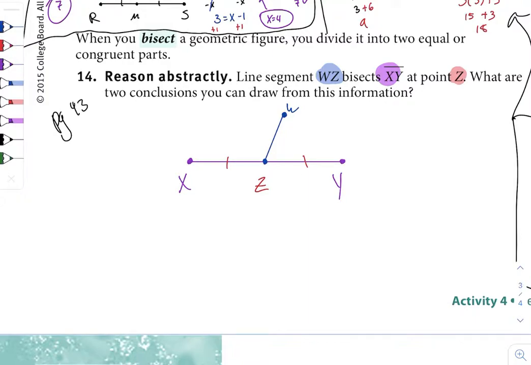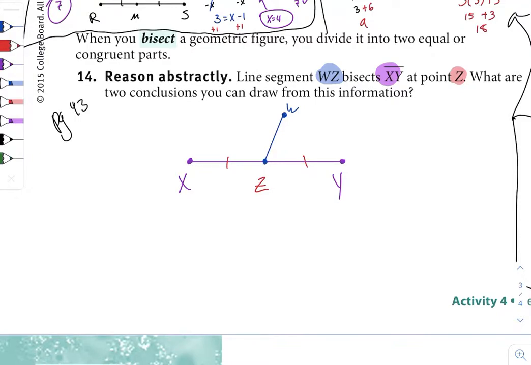Now again, this line segment could really be any direction. It doesn't have to come in that way. It could come from underneath. It doesn't matter. What matters is that it has points W and Z, and Z is the one that cuts XY in half. So what are the two conclusions we can draw?